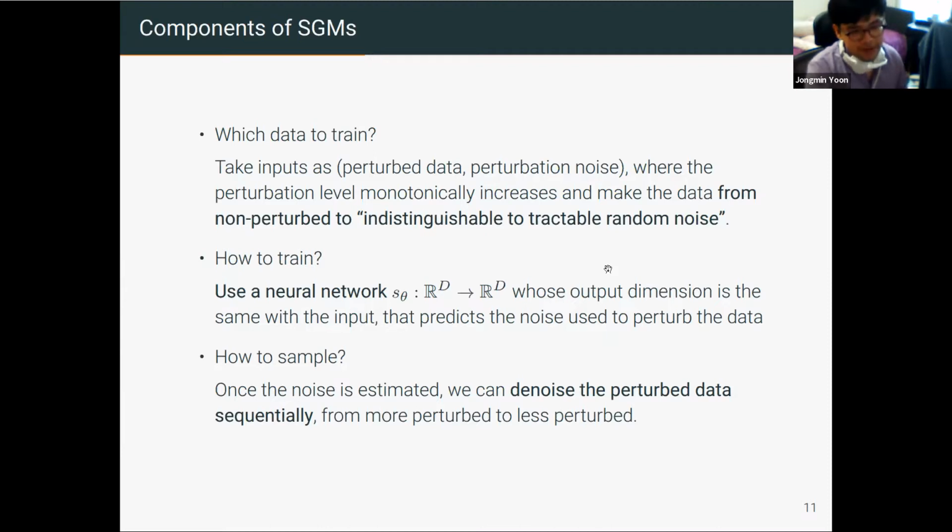And the second part is how to train the SGM. We use the neural network S theta, whose input dimension D is the dimension of the image distribution, and the output dimension D is the same as the input dimension. Then the third one is how to sample from this score-based model. Once the noise is estimated, we can denoise the perturbed data sequentially and gradually from the more perturbed one to the less perturbed one, and lastly, to the non-perturbed one.